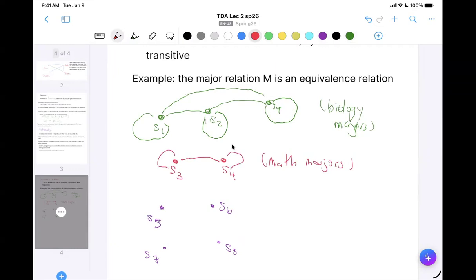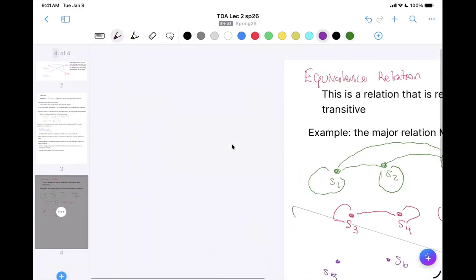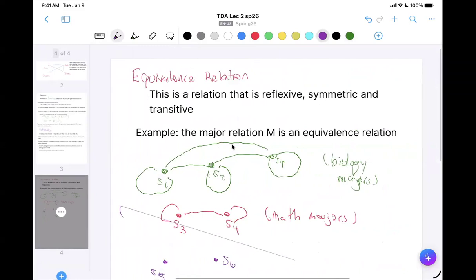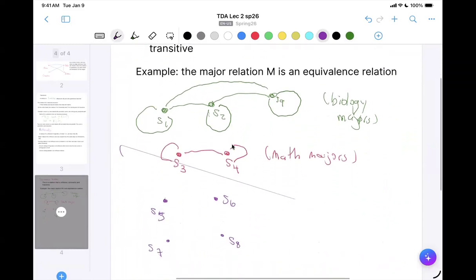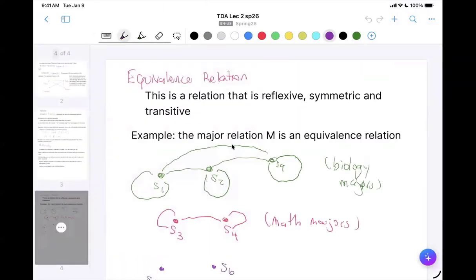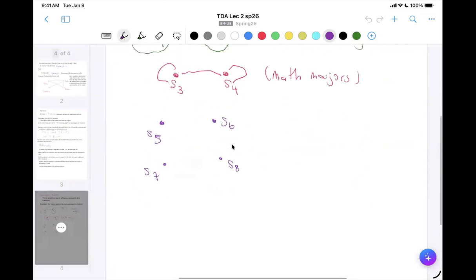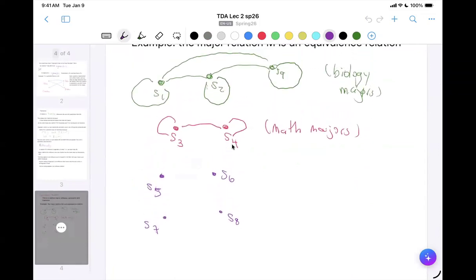So then 5, 6, 7, 8. Good. So each of them, these are the physics majors.